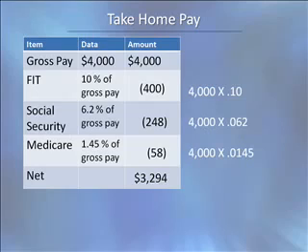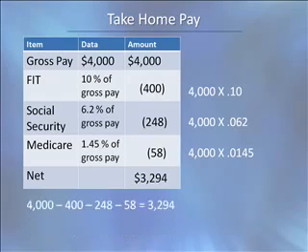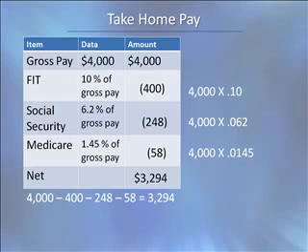Notice the decimal for Social Security is 0.062. The decimal for Medicare is 0.0145. The take-home pay is determined by subtracting the FIT 400, the Social Security 248, the Medicare 58 from the gross pay of $4,000. The take-home pay, the net pay, is $3,294.